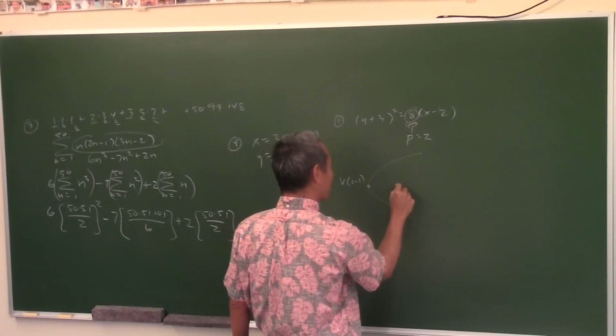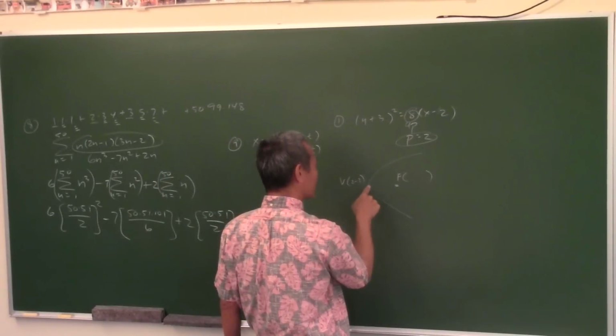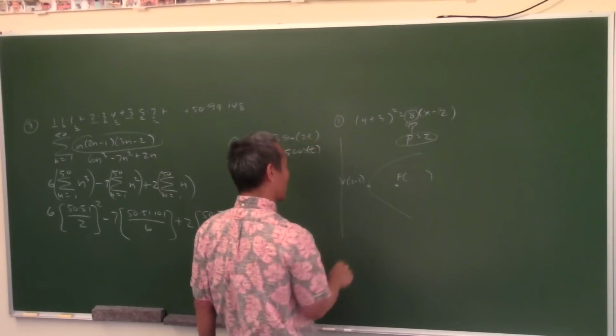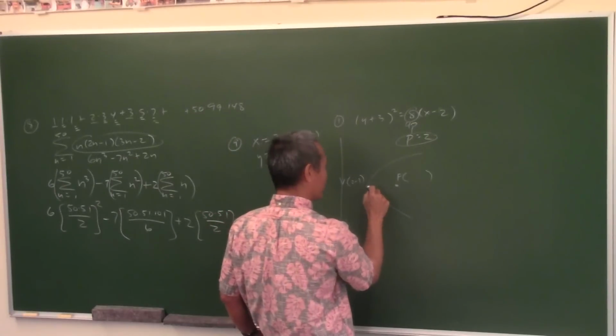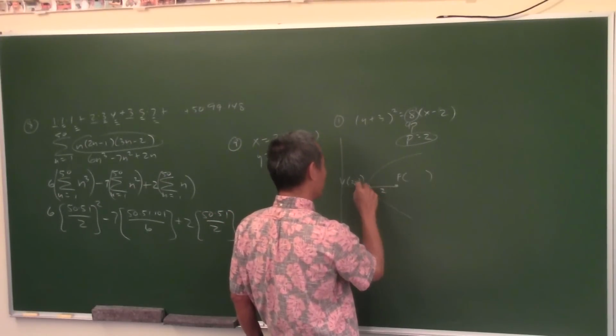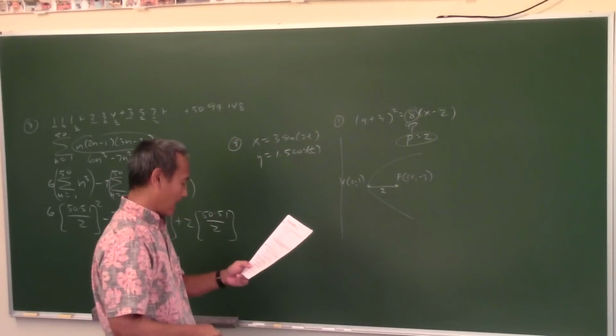So the focus is inside here, right? p is the distance from the vertex to the focus, or from the vertex to the directrix. But in this problem, we're just trying to find the focus. So all you have to do is go 2 units to the right. So wouldn't that be 4, -3? Yes.